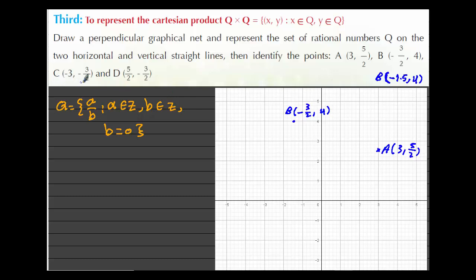C, negative 3 and negative 3 over 2. Negative 3 and negative 3 over 2 here. Here is the point C. The point D, 5 over 2 and negative 3 over 2. We start from 0. 2.5 equals 5 over 2 and negative 3 over 2, negative 1.5. So here is the location of the point D.